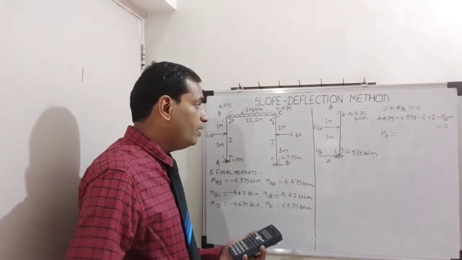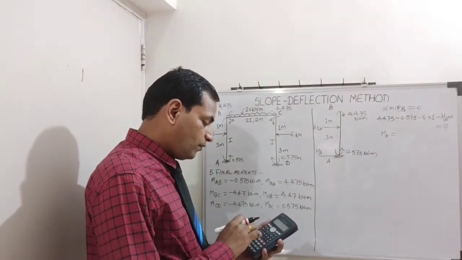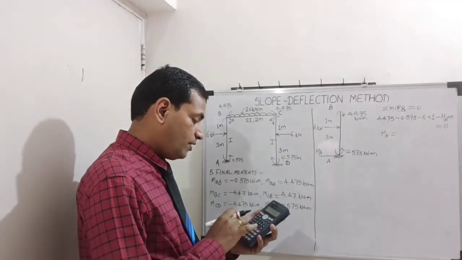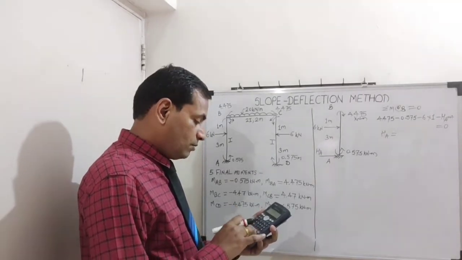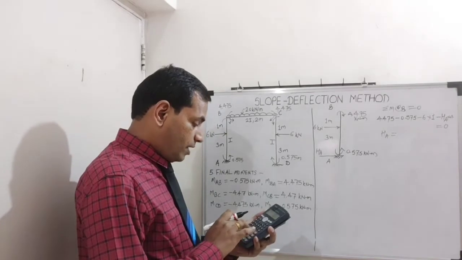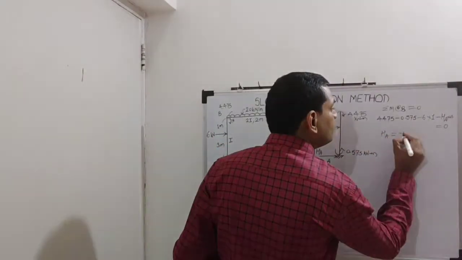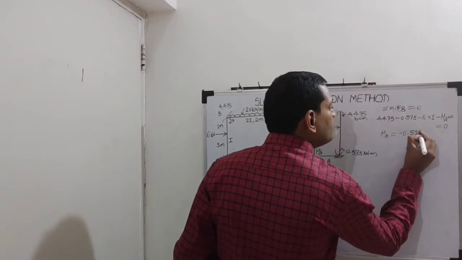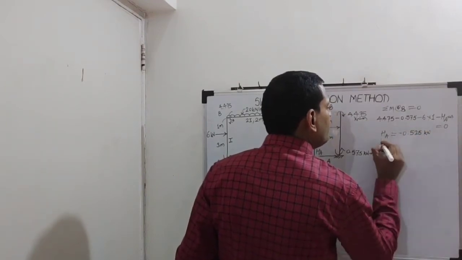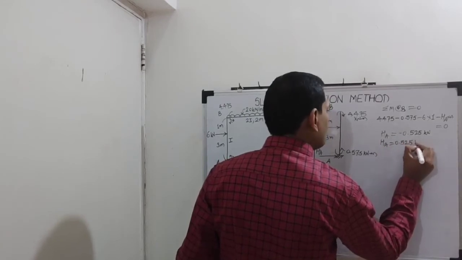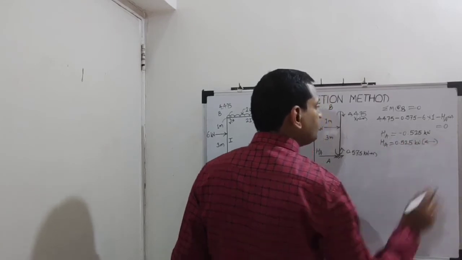So HA value is 4.475 into minus 0.575 minus 6 divided by 4. So answer is minus 0.525. So my answer is minus, it means my assumed direction is wrong. So HA is 0.525 kilonewton but towards left.